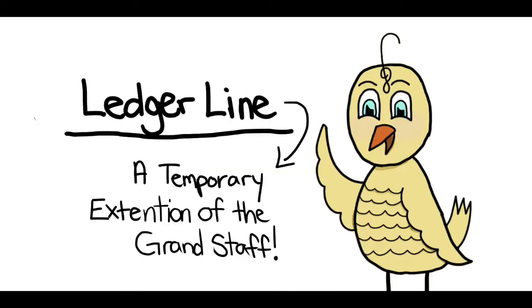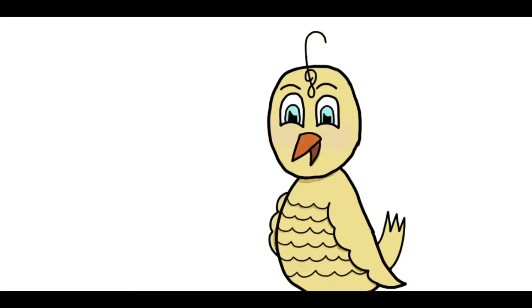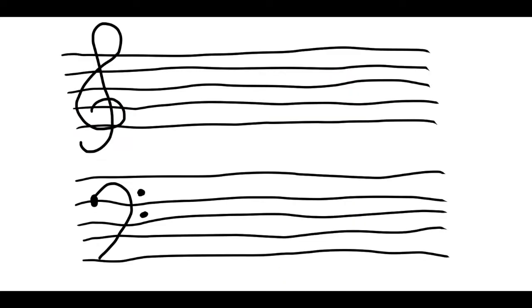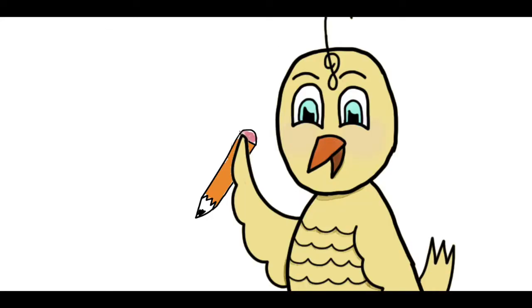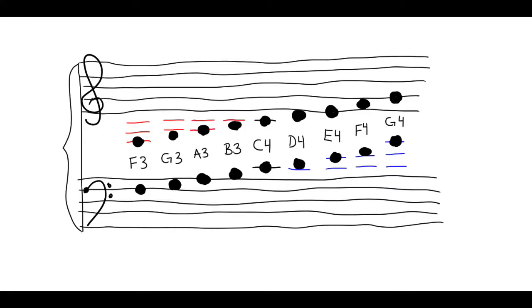A ledger line is a temporary extension of the grand staff. The first ledger line that we know is middle C, which connects both the bass clef and the treble clef. After middle C, every other ledger line is used to extend the range of either the treble clef or the bass clef. This is so that when you're notating, you don't have to constantly change clefs to notate lower or higher notes. In this diagram, you can see how the range of notes overlap and how the different pitches are represented based on the clef that you're in.